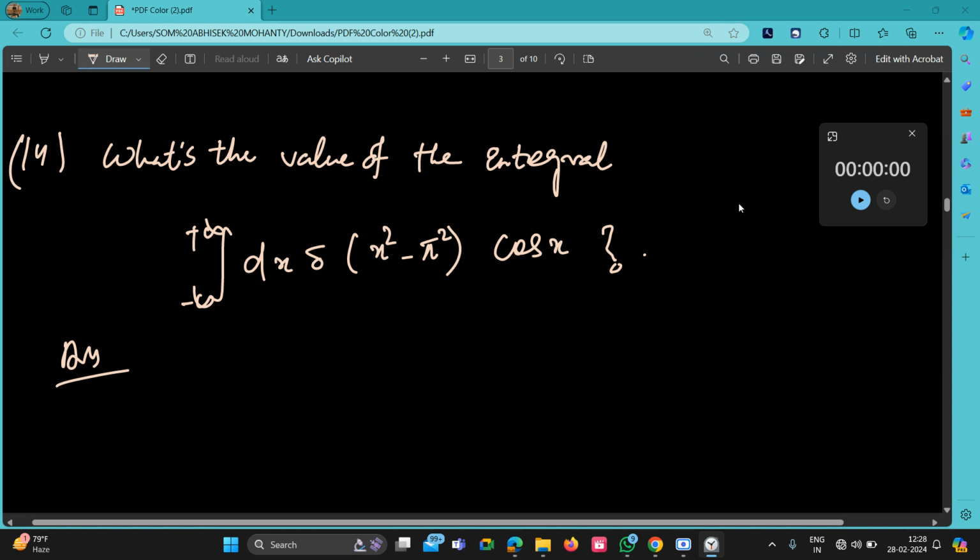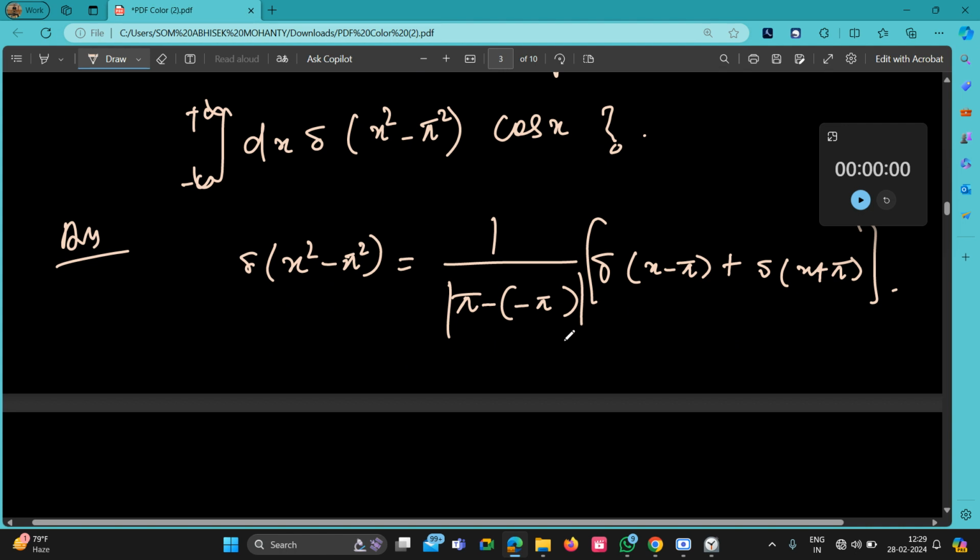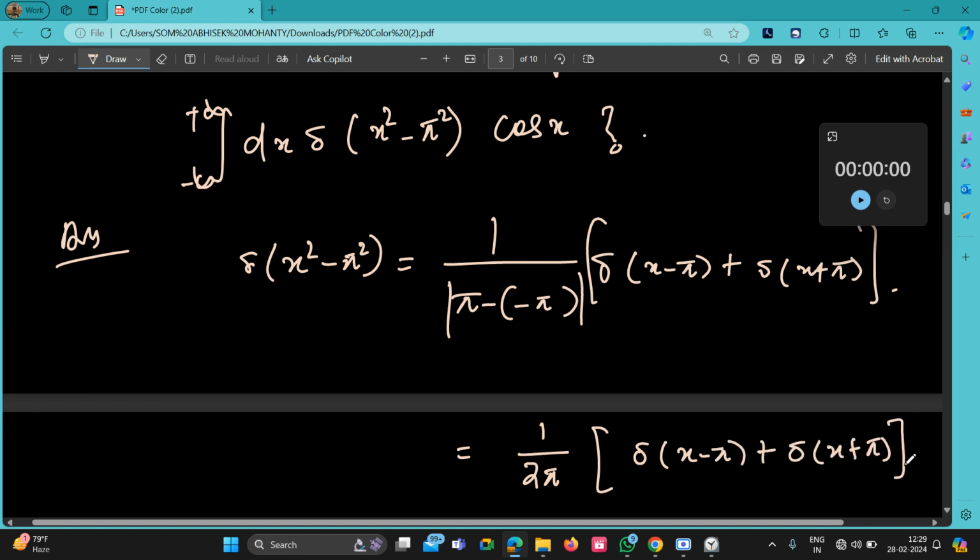Okay. So here, see, this is the Dirac delta function. How to solve it? So first, let me do this one. This one we can write as 1 by pi minus minus pi, delta x minus pi plus delta x plus pi. Is it alright? So if you see, this is your 1 by 2 pi, delta x minus pi plus delta x plus pi. Okay. Is it alright?